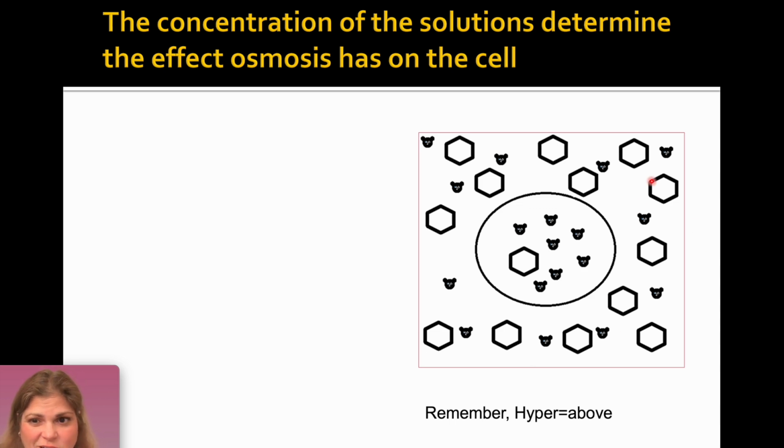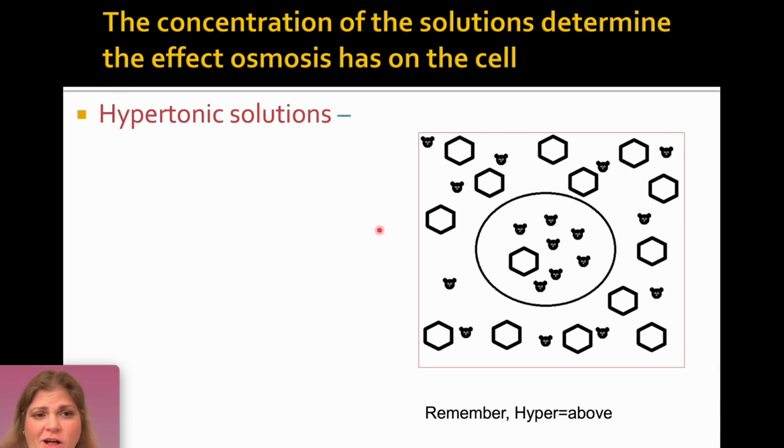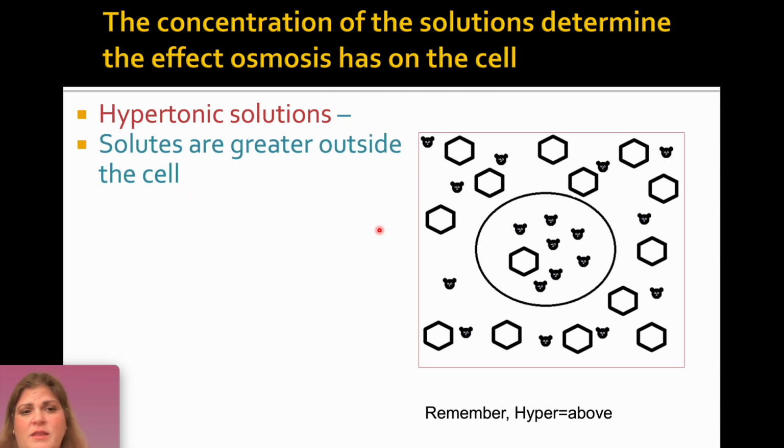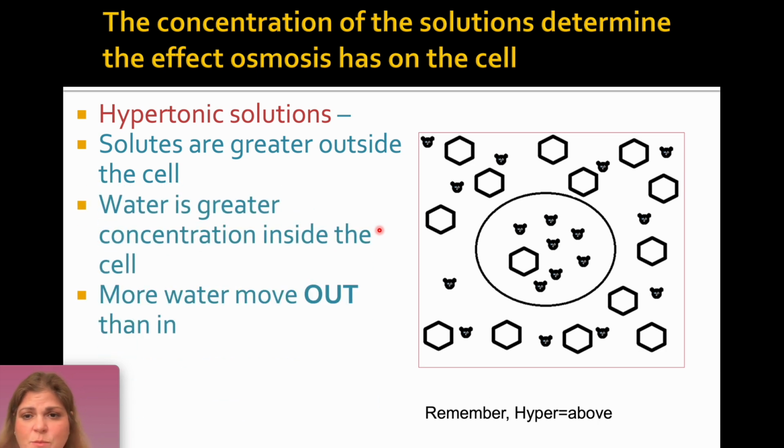The concentration, in other words, how much sugar there is compared to water, is much greater on the outside than on the inside. We call this type of solution a hypertonic solution. These have solutes that are greater, the solute concentration is greater outside the cell, and the water concentration is greater inside the cell. To balance out the concentration, water will move from where there's a lot of it, inside the cell, to where there's less of it, outside the cell.